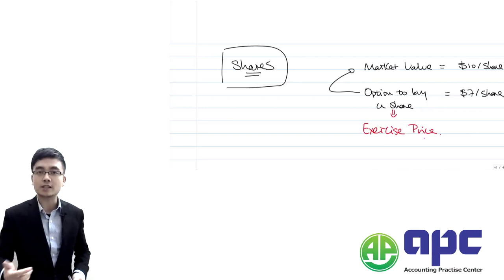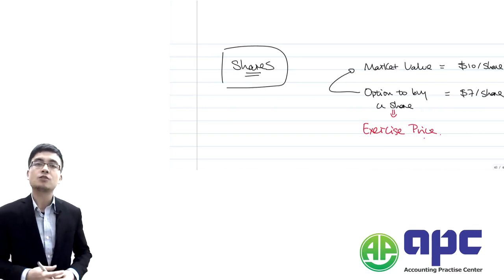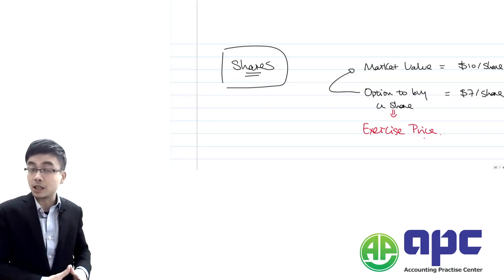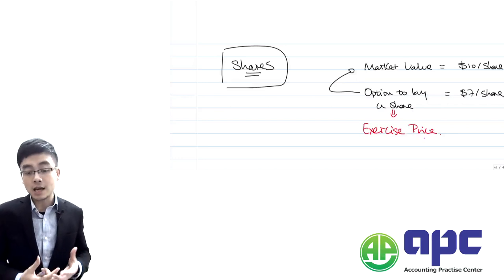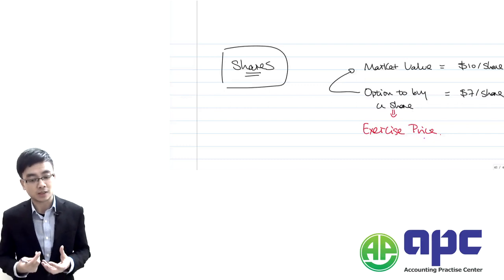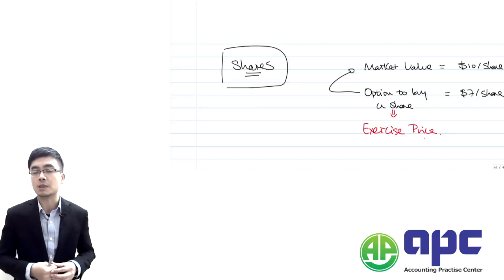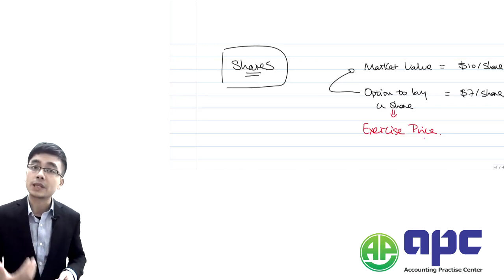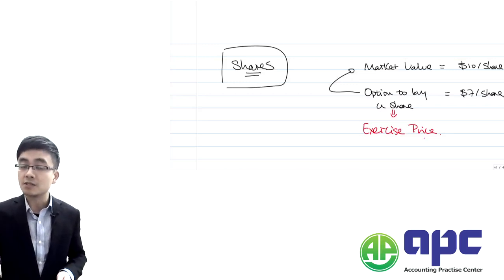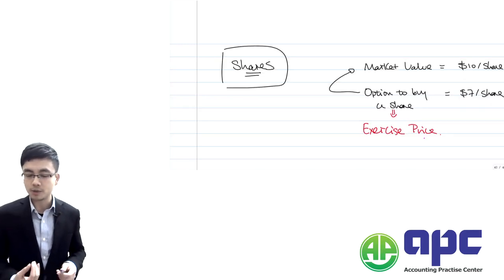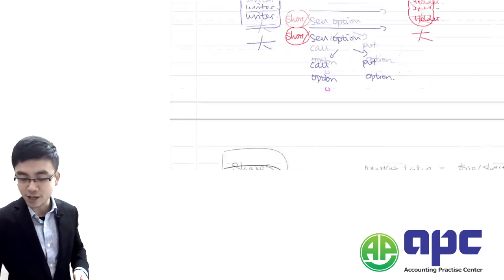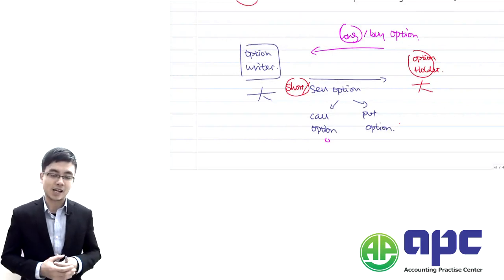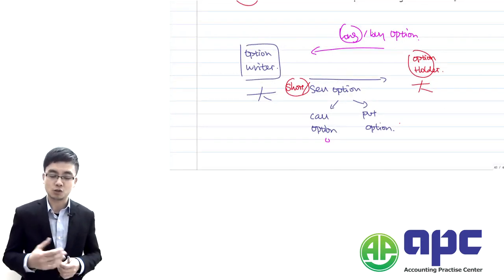Because the exercise price is the price to exercise that option to buy or sell something at a particular price that is agreed in advance. And of course, in most circumstances, if you enter into the option agreement, you will also have to pay a fee, that's called the premium, in order to enter into that particular contract. Okay, so that's the idea behind it. So that's the reason why, from the option writer's perspective, we'll make a gain out of this transaction.